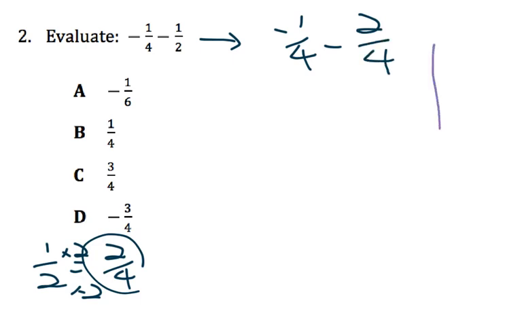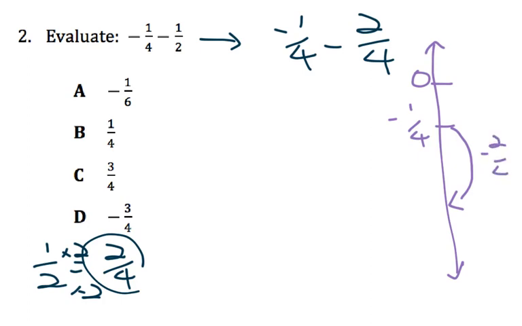Then I'm going to check this out on the number line. I'm going to put 0 up over here. I know I'm below 0, and I'm going down deeper. So I'm at -1/4, and I'm going down 2 more fourths. So I'm going further and further down away from 0. So I would get down to -3/4. And that's why the answer is D.